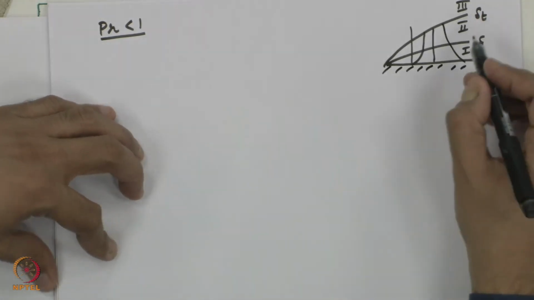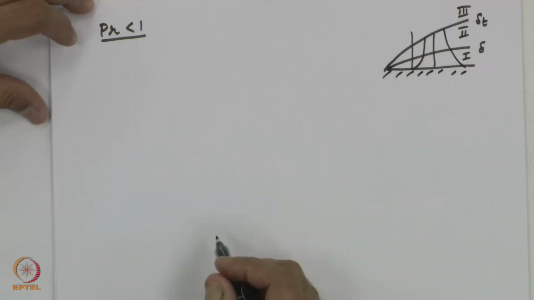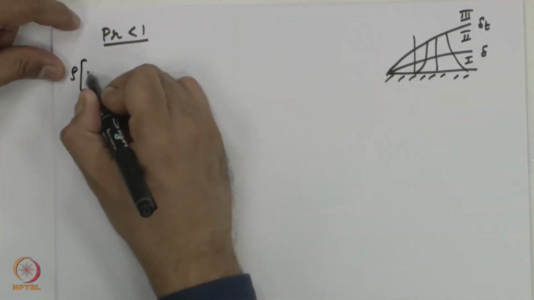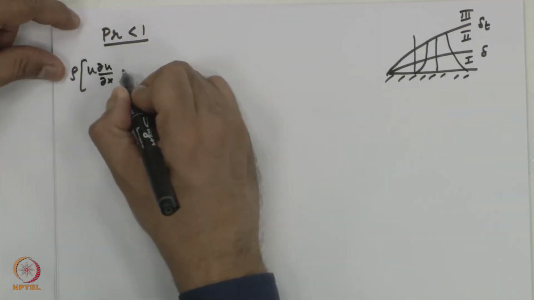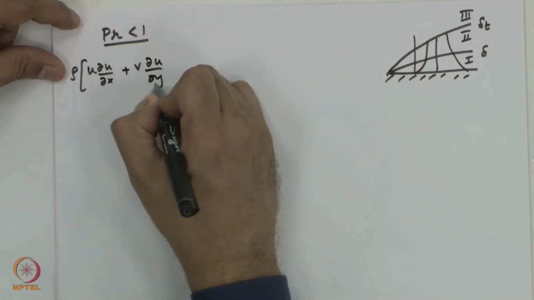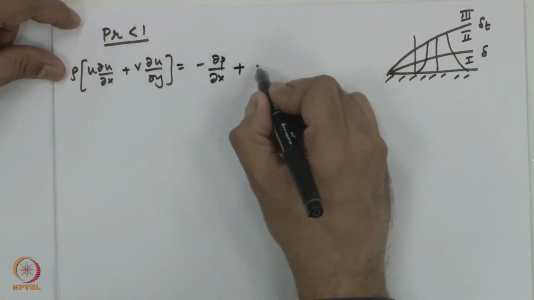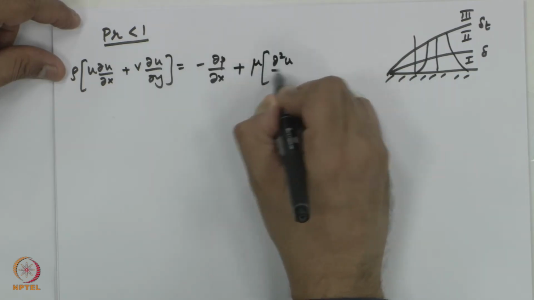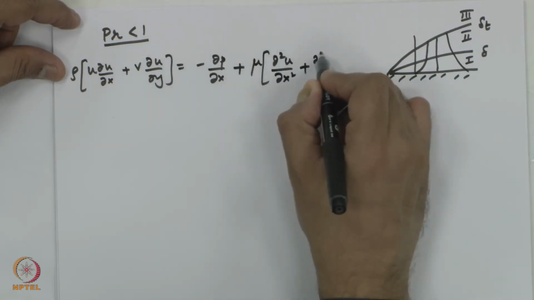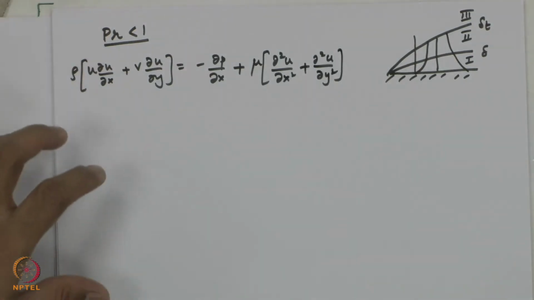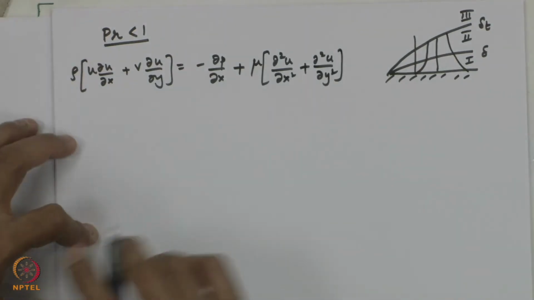Energy equation means I have to go beyond y equal to delta T. So, Navier-Stokes equation, the identical simplified boundary layer equation is this. I will just write down rho (u du/dx + v du/dy) equal to minus dp/dx plus mu (d squared u/dx squared plus d squared u/dy squared). Is that right? So, when I see this, what am I going to write?